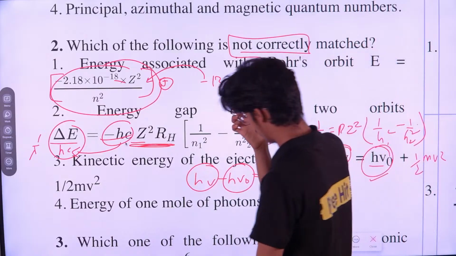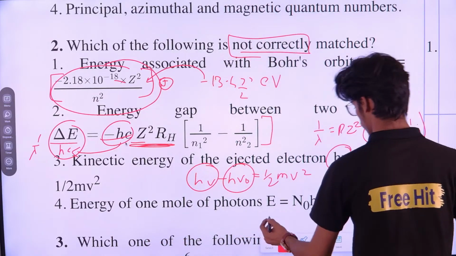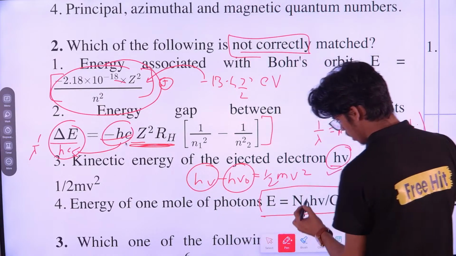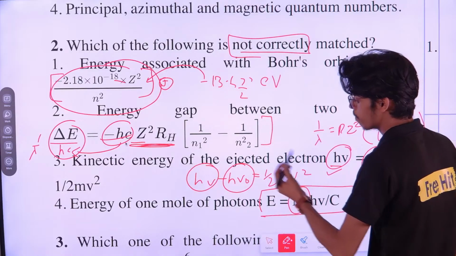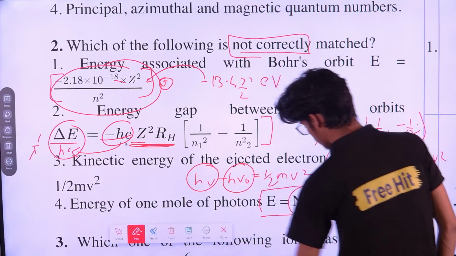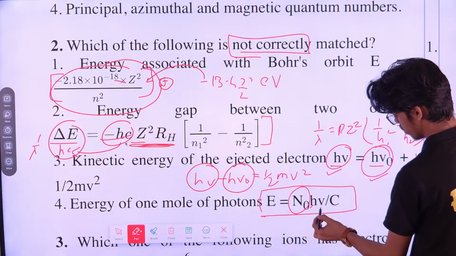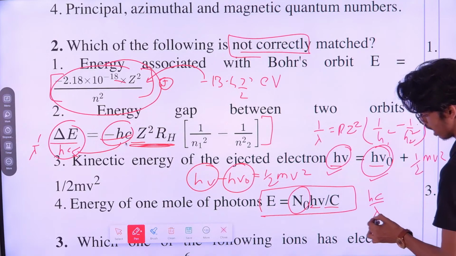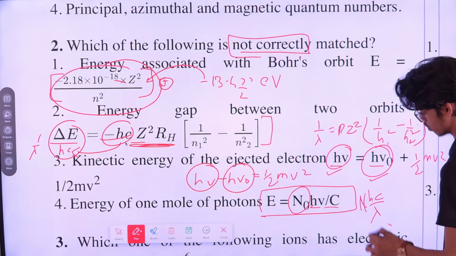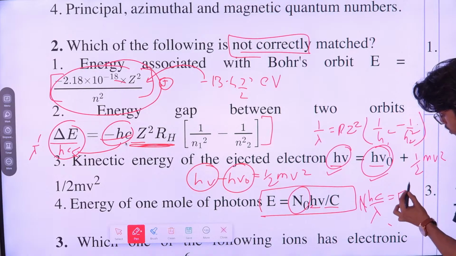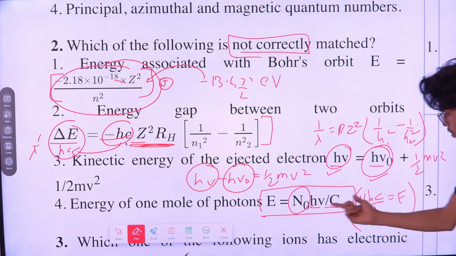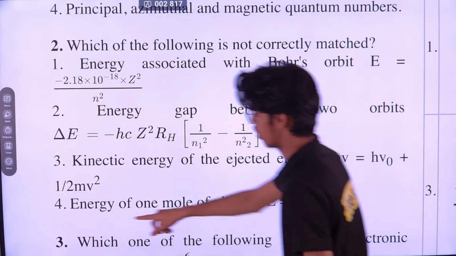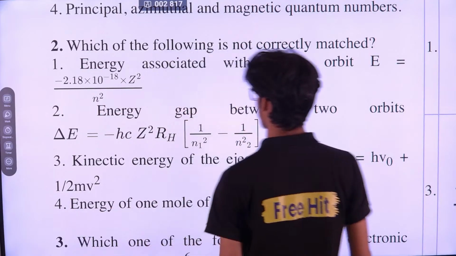Now fourth, the energy of 1 mole of photons is equal to N naught h v by c. I think they are trying to represent the number of photons with N naught, but you can see it is not h v by c. The formula is wrong. It is hc by lambda, and if you multiply with the number of photons, it is N hc by lambda. The formula is written wrong over here. Hence, option number 4 is the correct answer for question number 2.